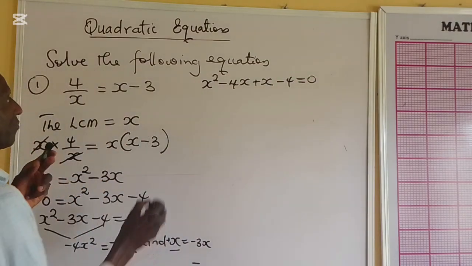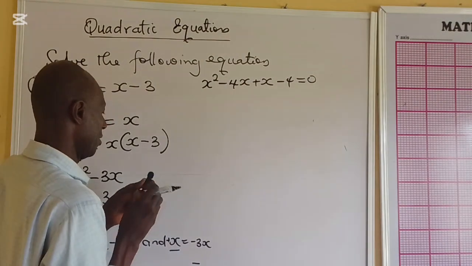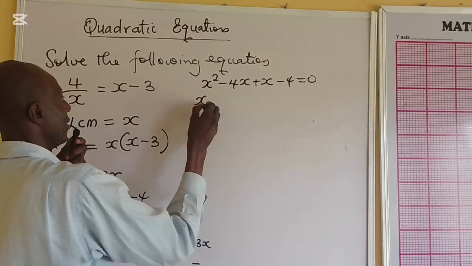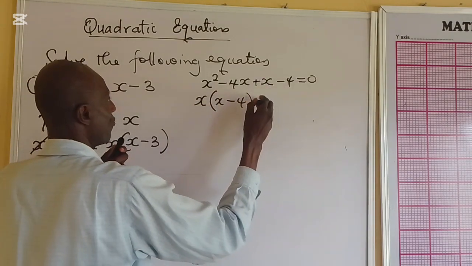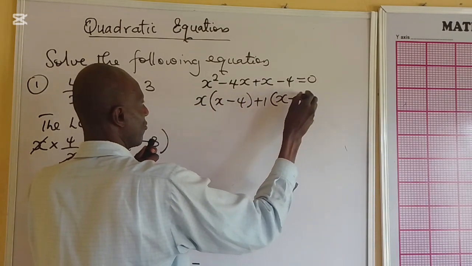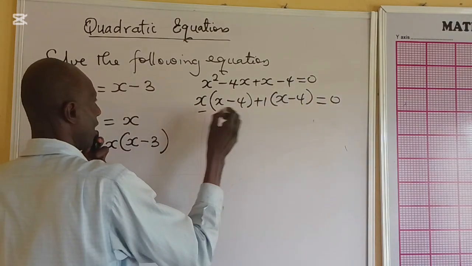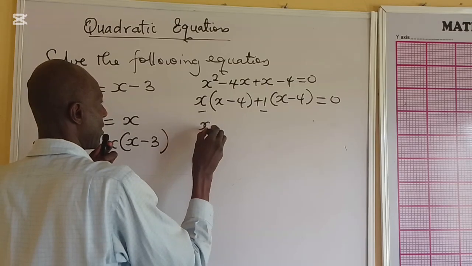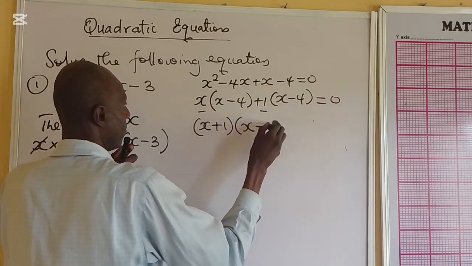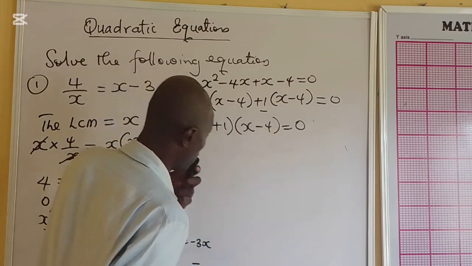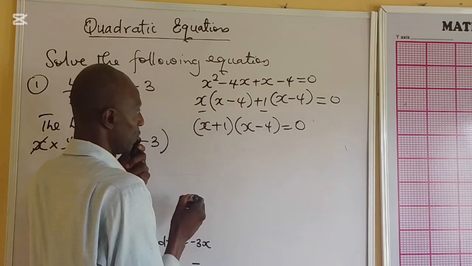Now, when you do that, we factorize by grouping. What is common here is x. Then what is not common here is x minus 4. The one between these two is plus 1. Then x minus 4 is common. So you pick what is outside the bracket, which is x plus 1, into x minus 4 is equal to 0.